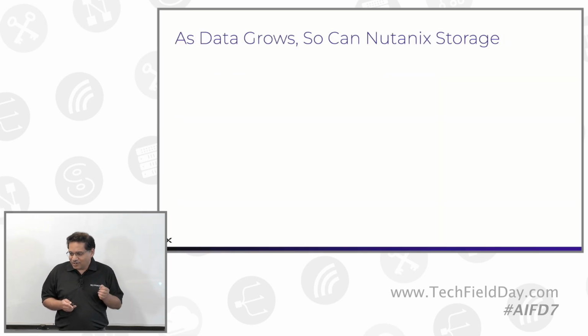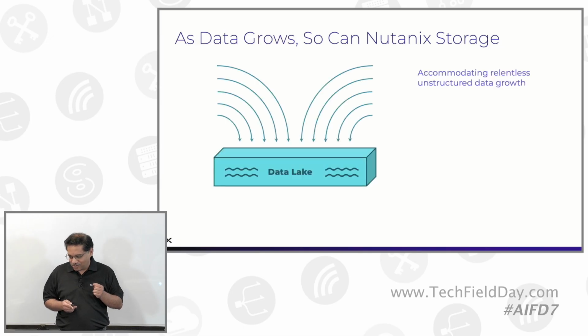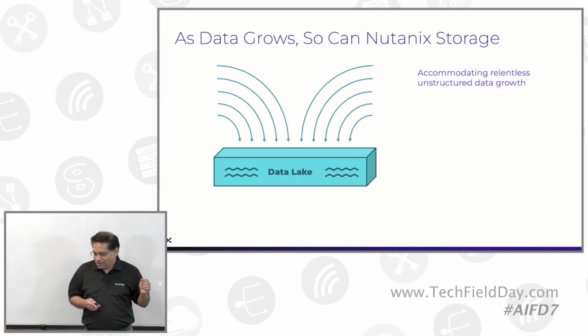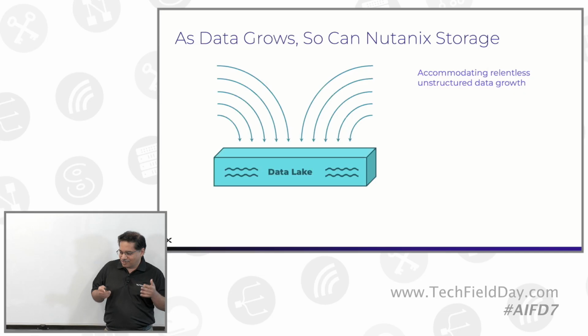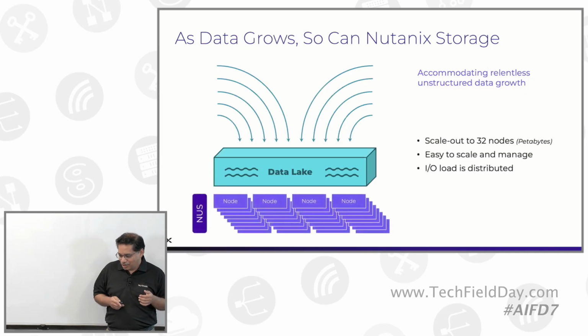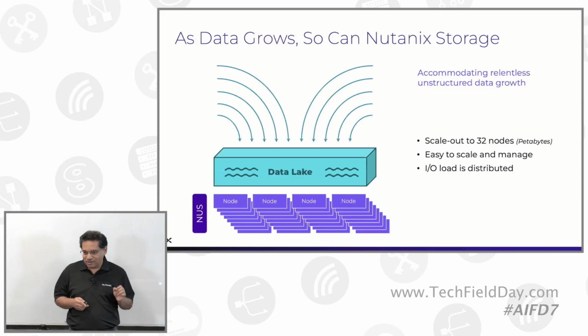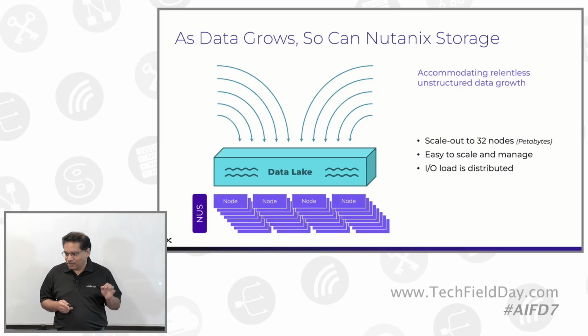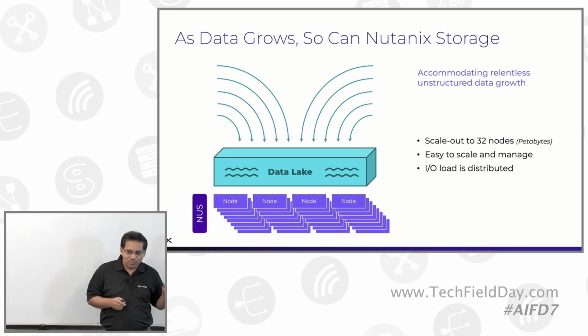And so here's the question you specifically asked: how can we scale as data grows? If you were building a data lake where you have unstructured growth of data, which is almost relentless, then you can scale our cluster up to 32 nodes within a single cluster. Each node in our cluster today supports more than a petabyte, which means that a 32-node cluster can have multi-petabytes in a single cluster.